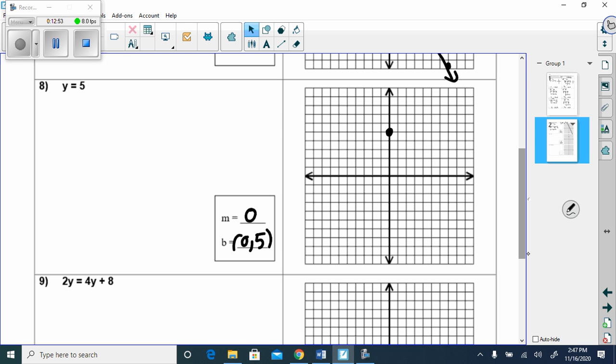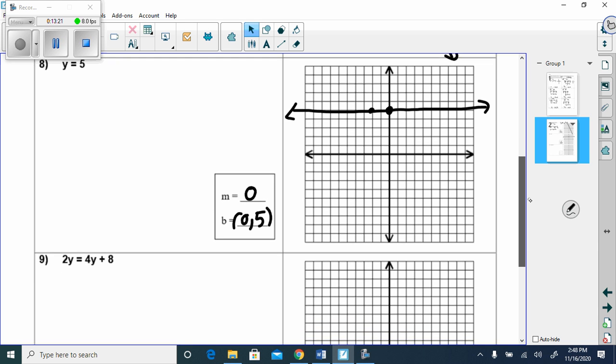If I go down one spot, am I still at 5? If I go up, am I still at 5? No. What if I come over here? Am I still at 5? Yes. So I can move anywhere left and right. I just can't go up or down. So that means I have a horizontal line at 5. Alright.